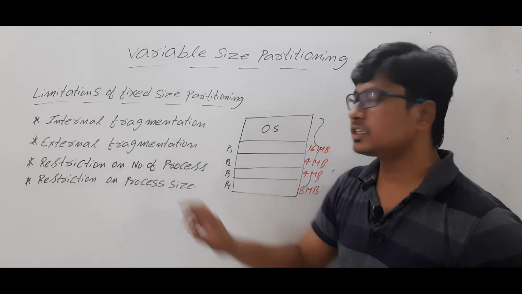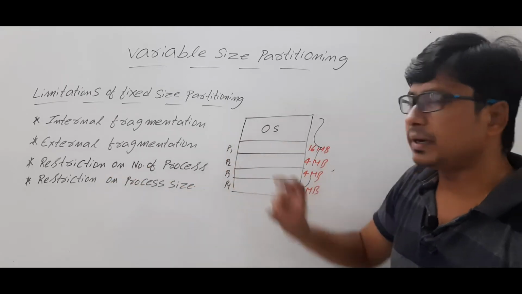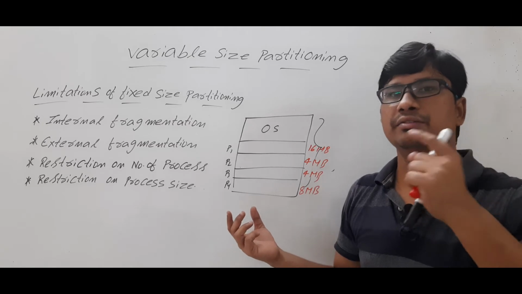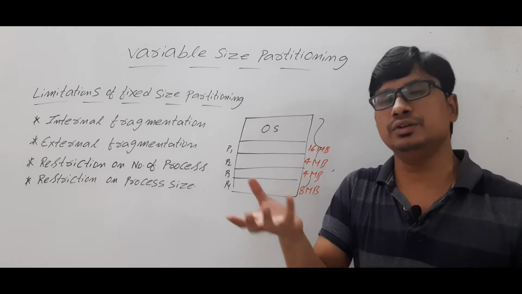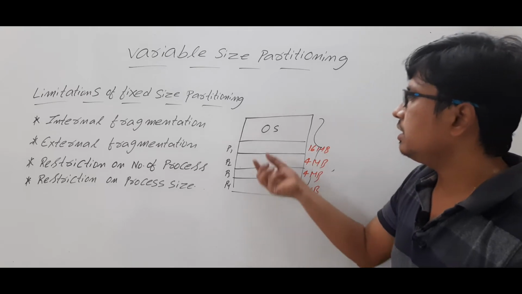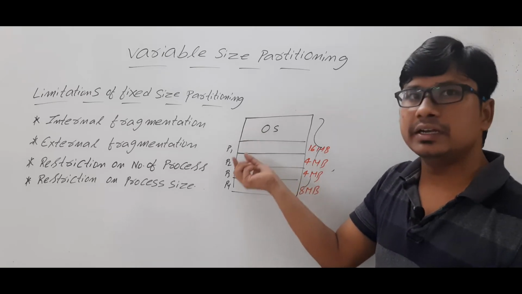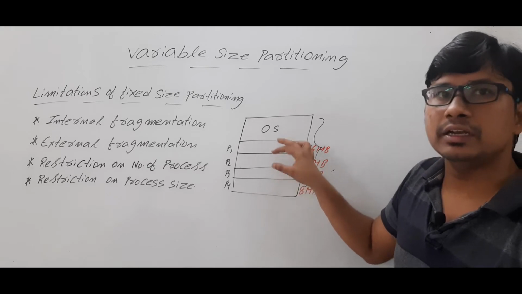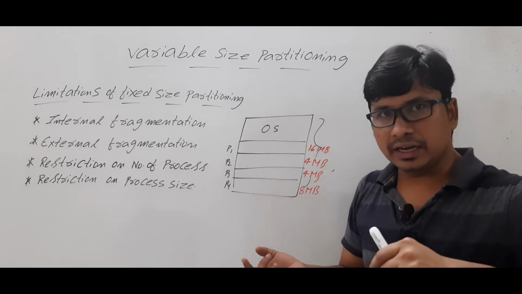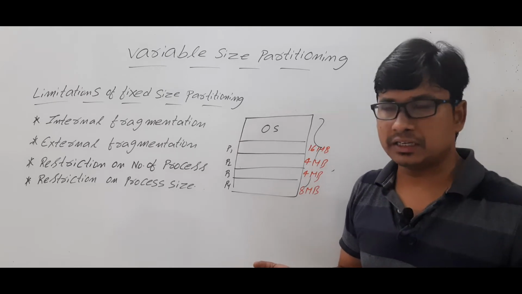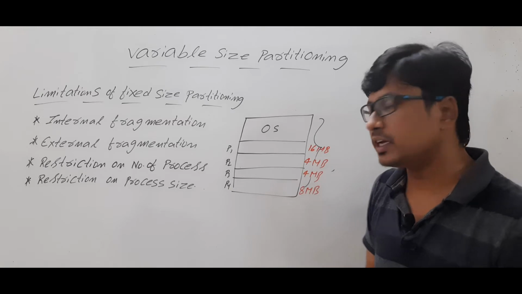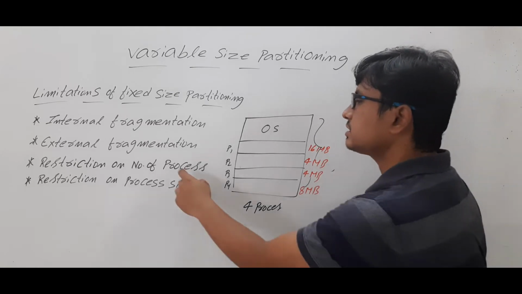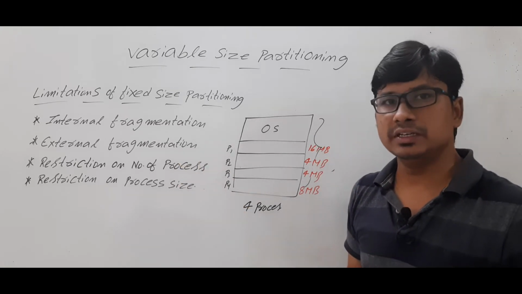Now, why is there a restriction on the number of processes? The number of partitions is 4 and it is a contiguous allocation. Both fixed size partitioning and variable size partitioning come in the category of contiguous allocation. What is meant by contiguous allocation? A process can be allocated in any one partition. Spanning is not allowed. A process cannot be in multiple partitions. So if we can allocate one process in one partition and we have 4 partitions, we can have a maximum of 4 processes. If we have only 4 processes, there is a restriction on the number of processes, so CPU utilization will be affected.